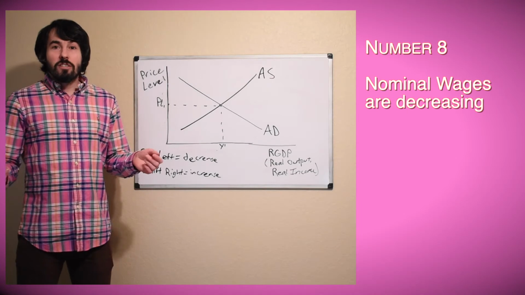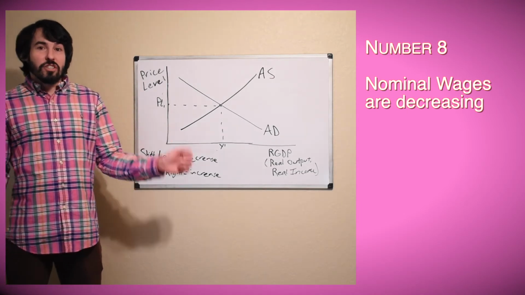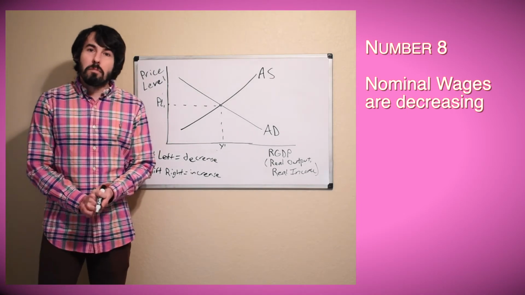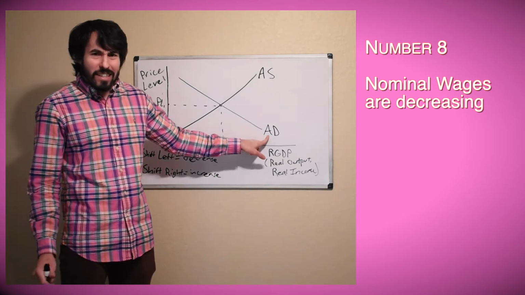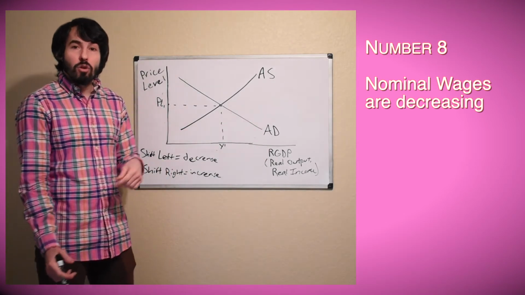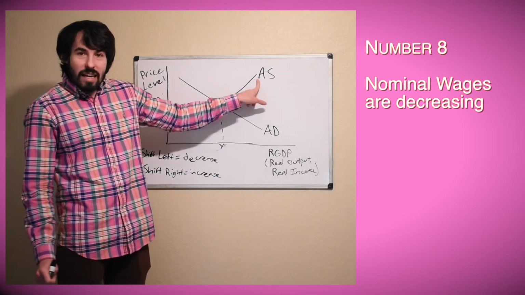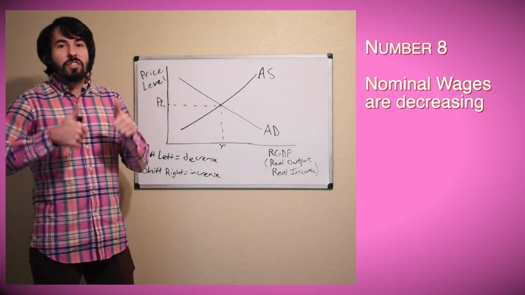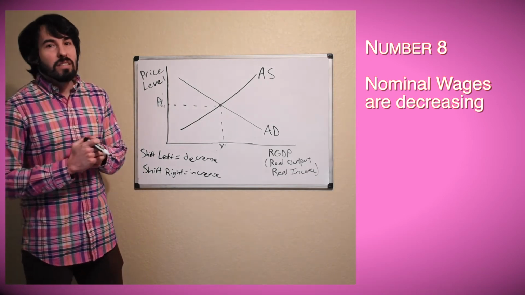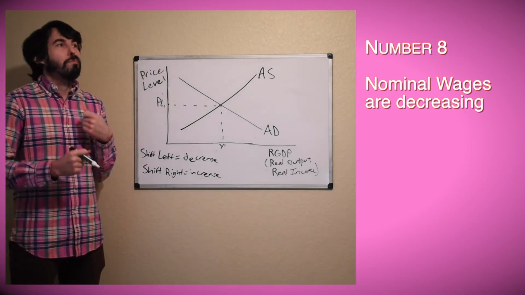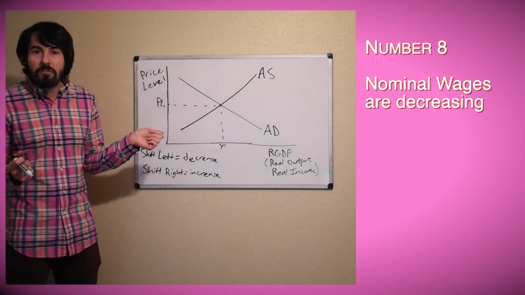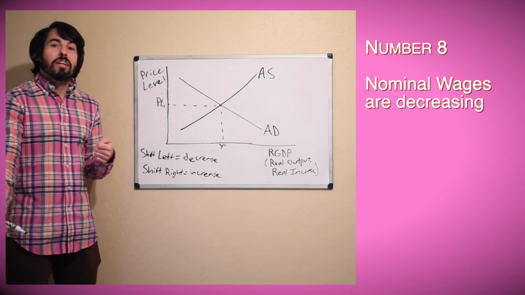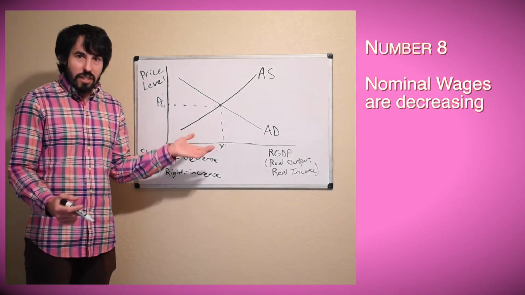All right, next we're going to do number 8. Number 8 says that nominal wages are decreasing. So remember, income affects aggregate demand. Nominal wages is what businesses have to pay people to do work. So this is an input price. If wages are increasing, that means that businesses won't have as much money to buy resources, or maybe they'll have to fire some of the people that they have so that they can afford the increase in wages.